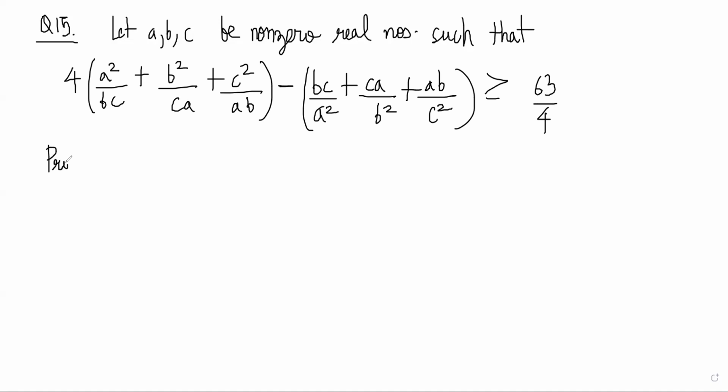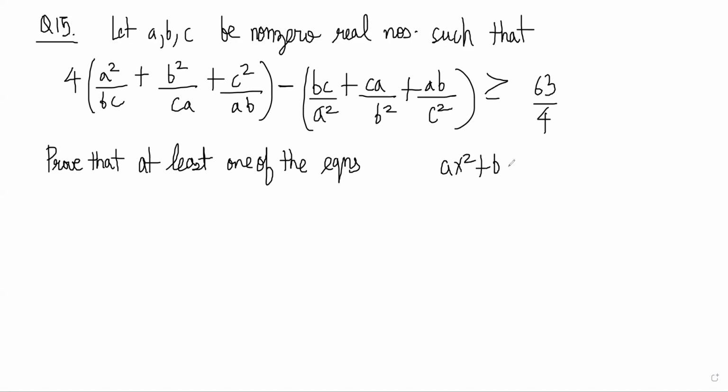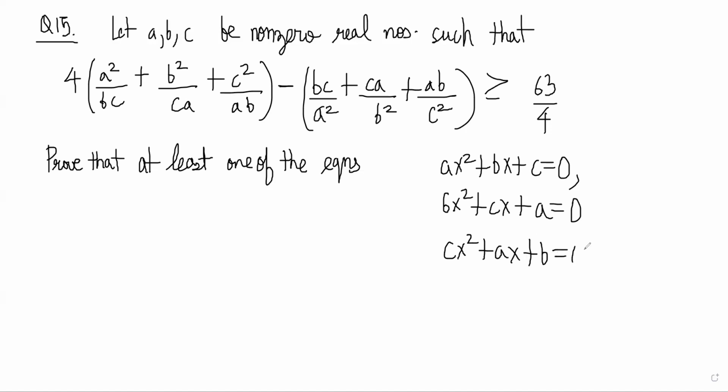We have to prove that at least one of the equations ax squared plus bx plus c equals 0, bx squared plus cx plus a equals 0, and cx squared plus ax plus b equals 0 has real roots.